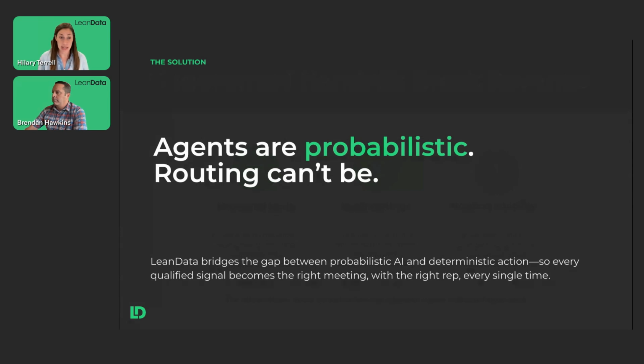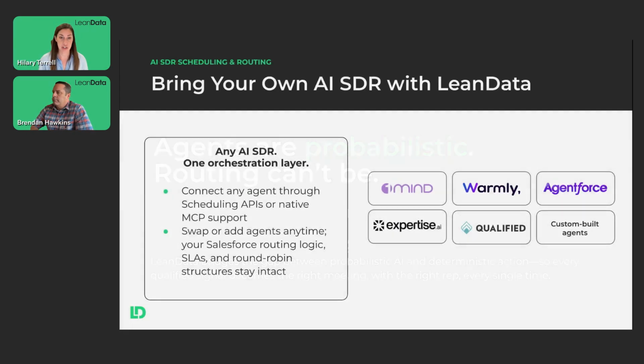So our view is that the agents are probabilistic, as they should be, but your routing shouldn't be. And LeanData bridges that gap between the probabilistic AI reasoning and the deterministic action that needs to happen to make sure those signals become a meeting with the right person every time, and that translates into revenue. So our point of view is that we want to be that agnostic layer. We know that this market is going to change.